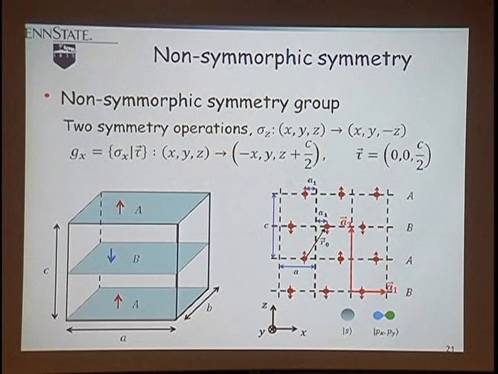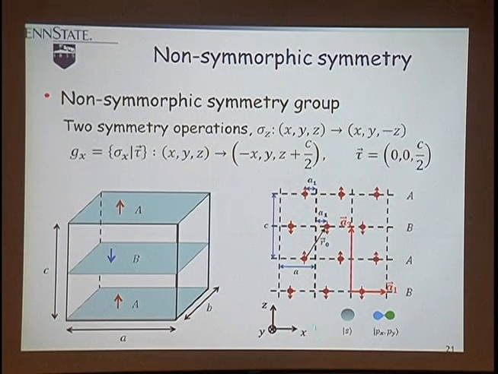For this surface, basically it has this PMG group. There are two symmetry operations here. One is this mirror operation along the z direction, z to minus z. Take this A plane, and you will find the crystal is invariant.